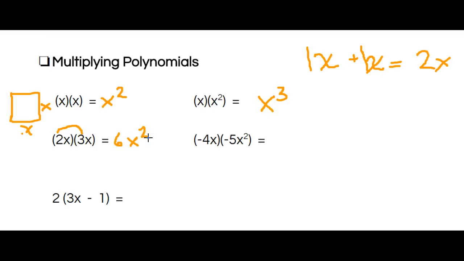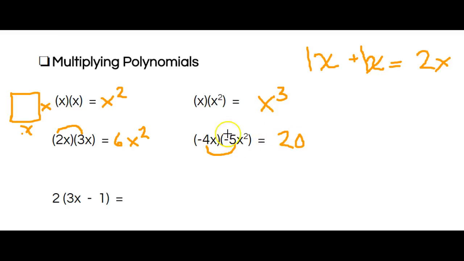Hopefully this is seeming familiar. If not, maybe you need to come in at lunch and do some extra practice with me. So same here. I'm going to say negative 4 times negative 5. Well, a negative times a negative gives me a positive value, and 4 times 5 gives me 20.